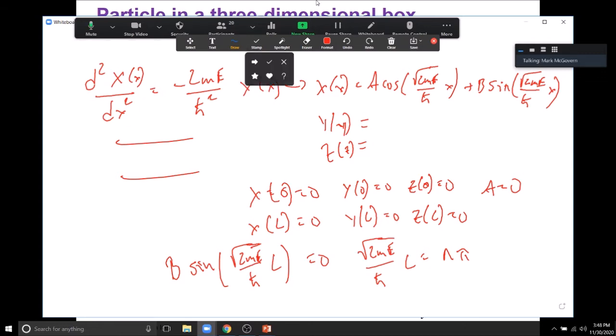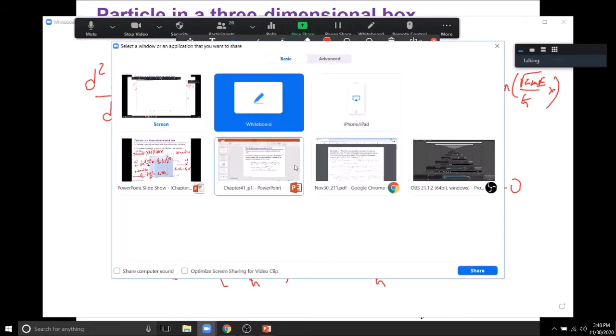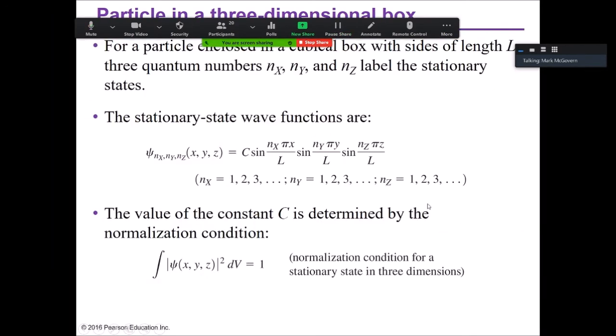When we pull all of this information together, we end up with the following expression. We end up with the wave function being the product of 3 sine functions, x, y, z. I've grouped all of the possible coefficients together into a single one that I'm going to call C, because remember there was a B for x and a B for y and a B for z, but I'm going to combine all those into a single constant, which I'm going to call C here.